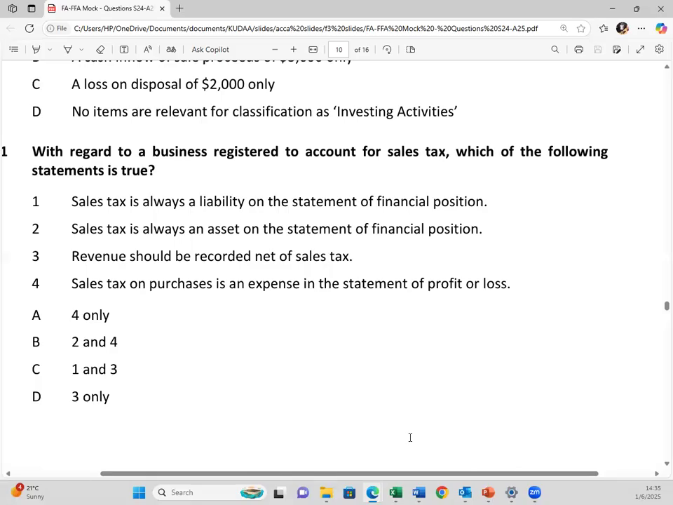What about 1? Because we have 3 and 1. Item 1 is saying sales tax is always a liability in the statement of financial position. Corporate tax, that's a liability, so item 1 is referring to corporate tax. But sales tax, we don't record it in our books. So that's D.